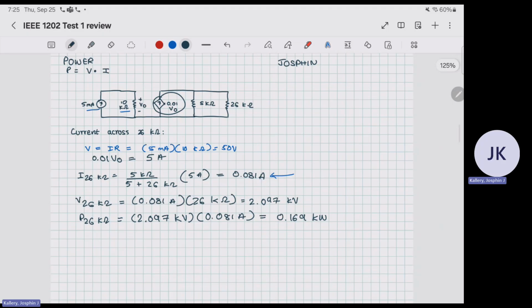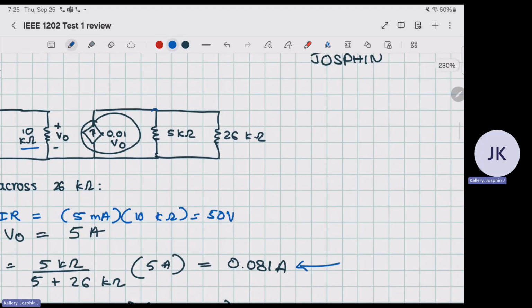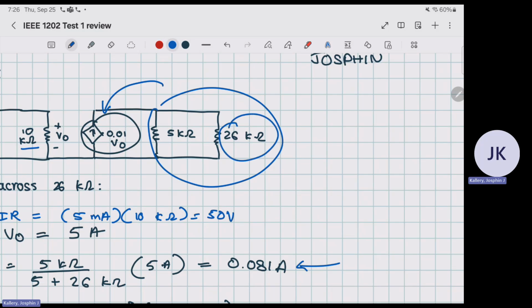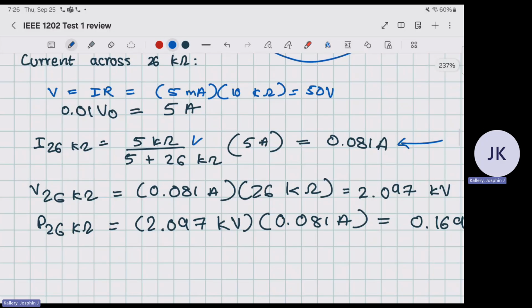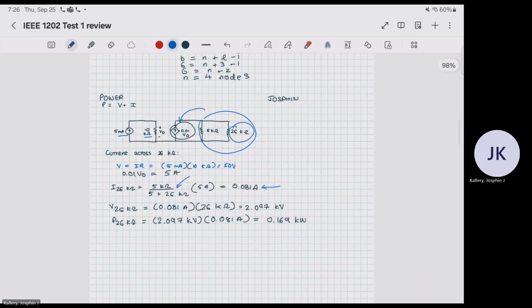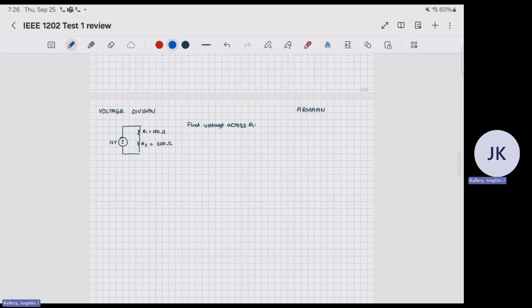So just be sure to remember either how to do current division, or if you want to go another way, combine these 2 resistors in parallel, find the voltage, because you can multiply this current by whatever is 5 in parallel with 26. That will give you the voltage. And the voltage is the same across parallel resistors. So you can use that and find the current and the voltage for the 26 ohms. Or you can use this equation for current division. All right, next up is voltage division.